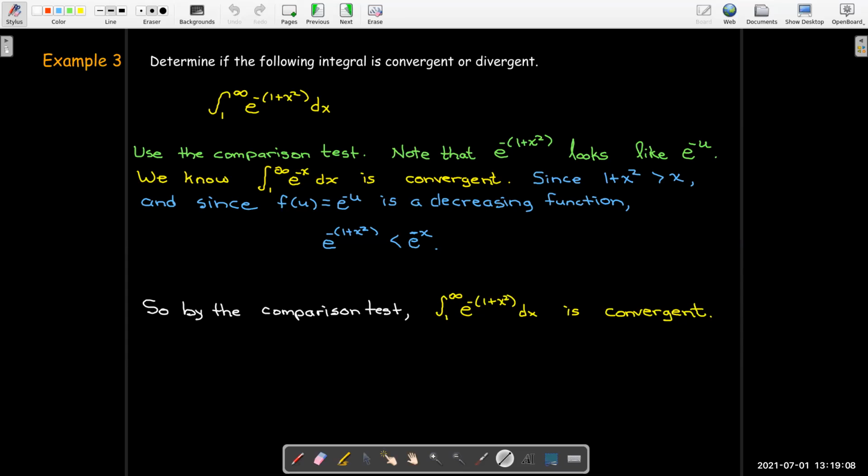Since I know that the infinite integral where the integrand is e to the -x is convergent, and I have a function which is smaller than e to the -x, then by the comparison test, this infinite integral is also convergent.